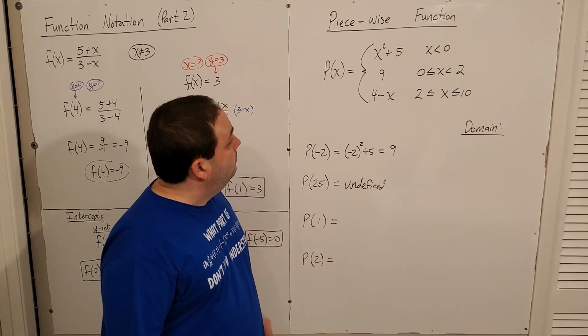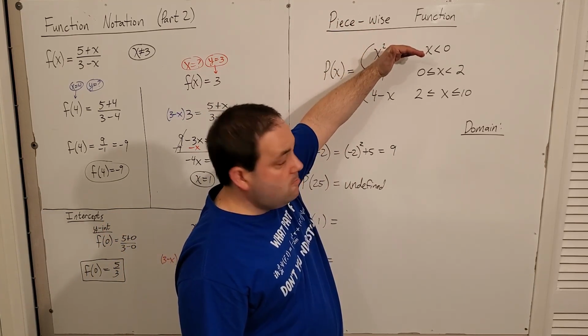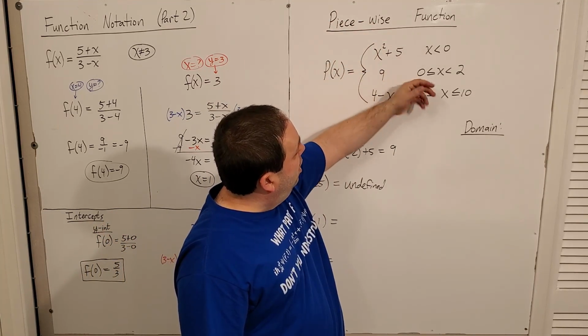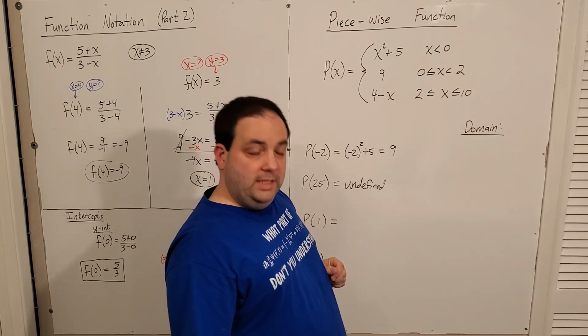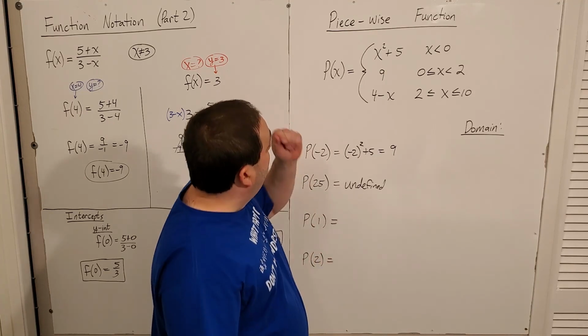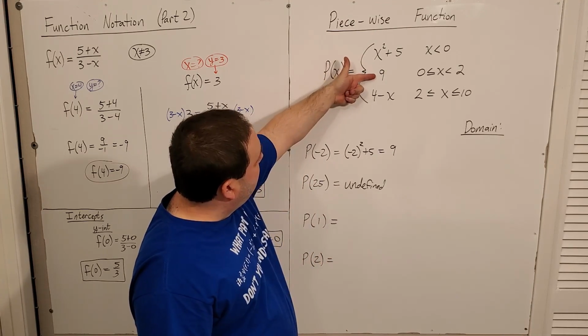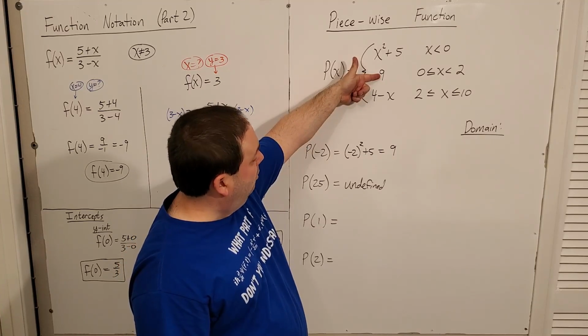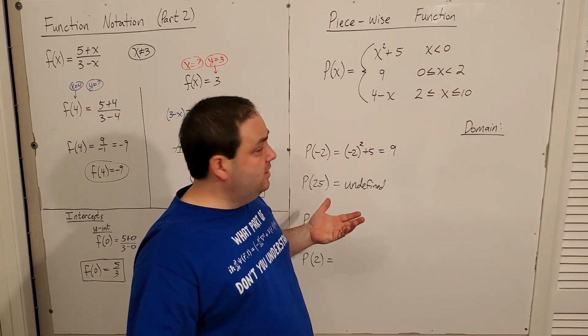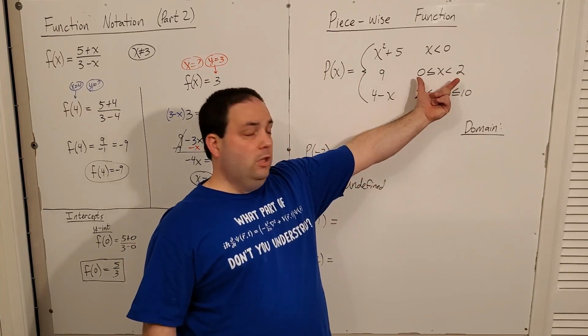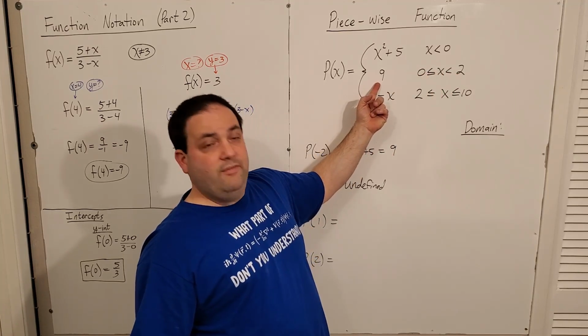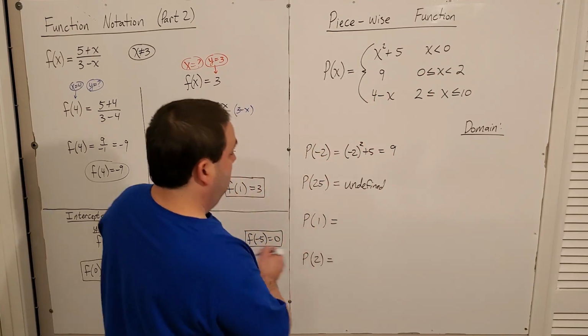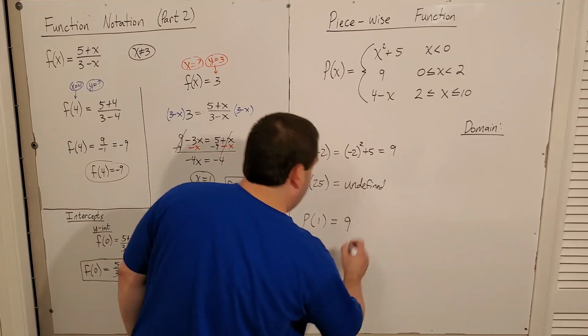Next, P of 1. Is 1 less than 0? Mm-mm. Is 1 in between 0 and 2? Yes. So where do I plug 1 in? There's no x, it's just 9. Okay, well, easy. No calculation necessary. It's telling you if you fall into this category, give it a 9, period. So P of 1 is 9.